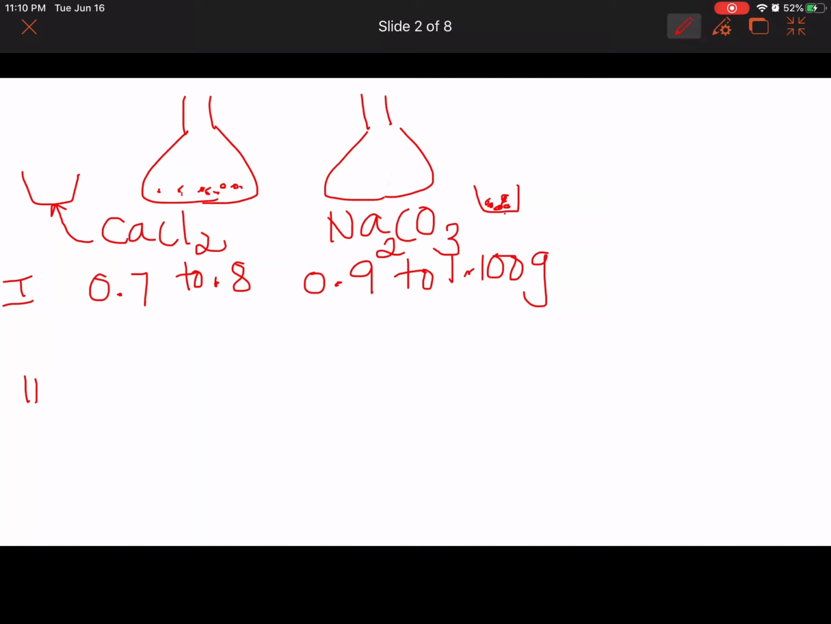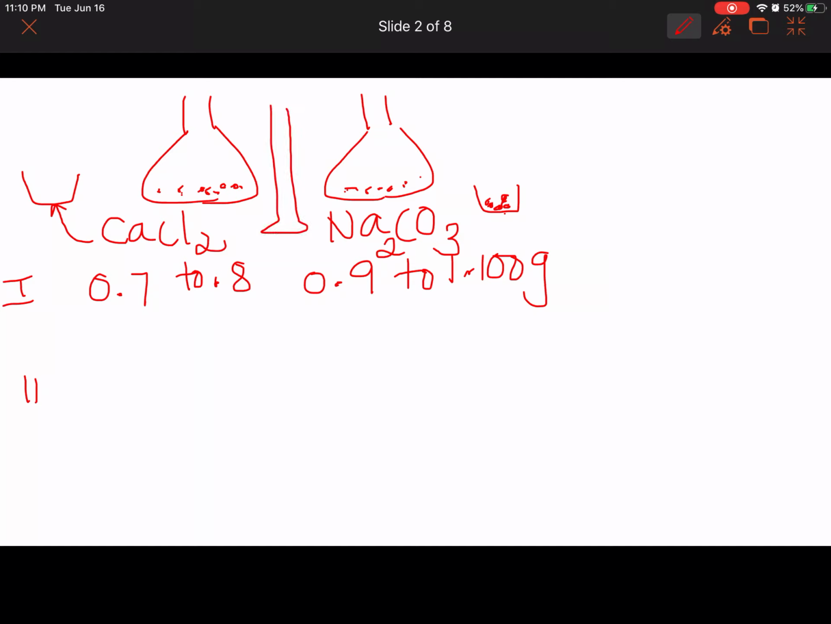Okay, now we have two solids. If you mix these solids like this, nothing will happen, they will just mix. So what we're going to do is make aqueous solutions. To make aqueous solutions, we're going to be adding water. How much water are we going to add? We're going to be adding 30 milliliters of water. So you take a graduated cylinder.